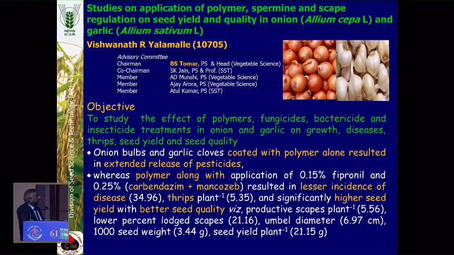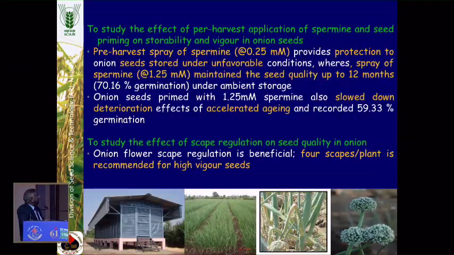of diseases and thrips per plant, higher seed yield, and better seed quality. He also established that pre-harvest spray of spermine at the rate of 0.25 millimolar provides protection to the seeds which are stored under unfavorable conditions.